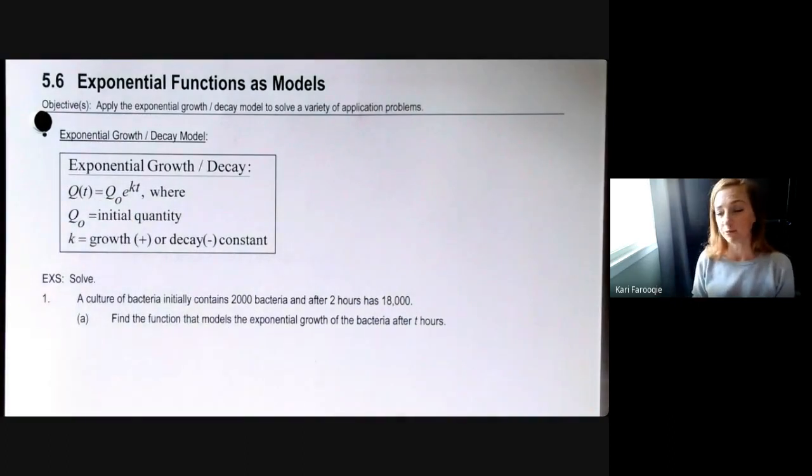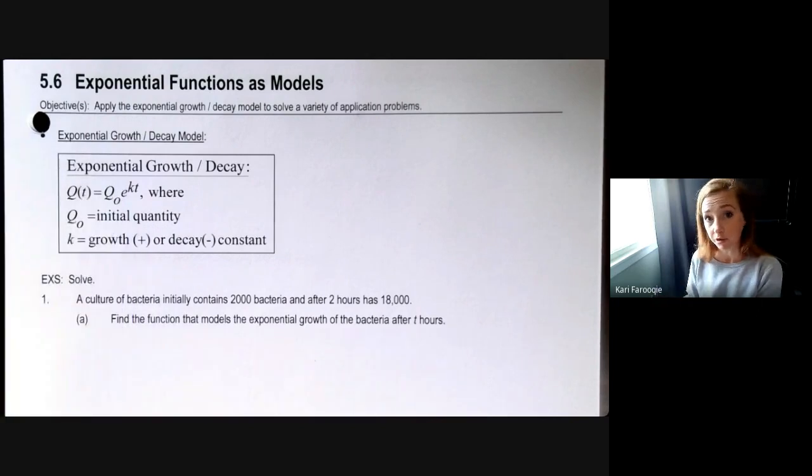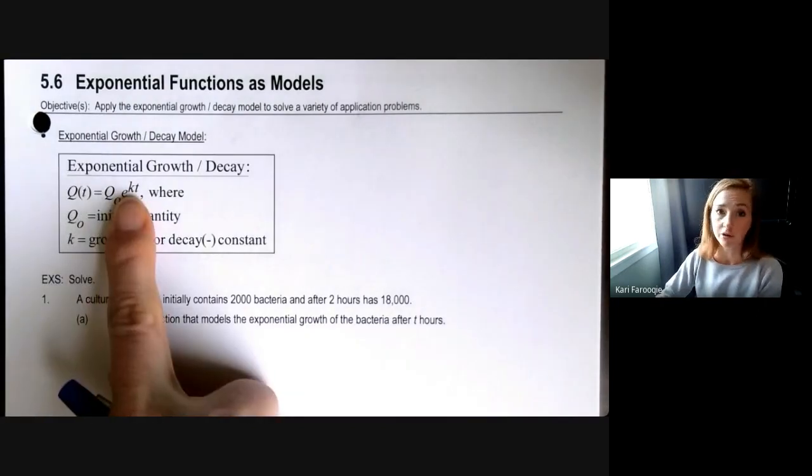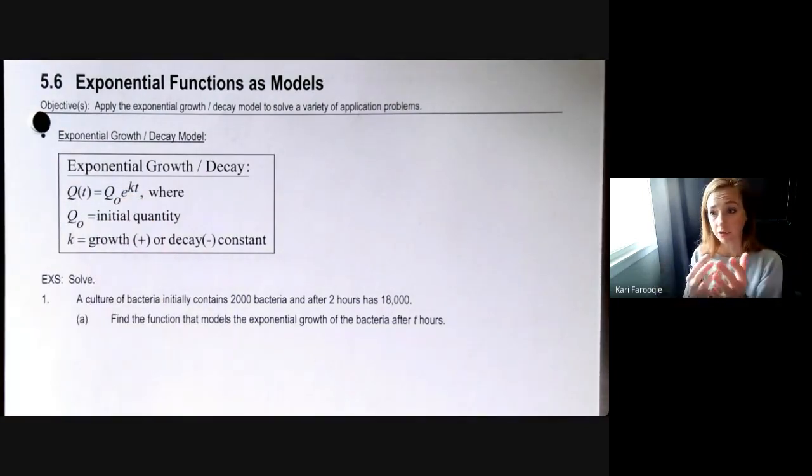That means that a lot of what you're going to be doing in these problems is setting up the function for exponential growth and decay, and using some given information to solve for your growth constant K. Once you have that, then you can rewrite your growth or decay model and use it to answer another question. So for a lot of the problems that we're going to be doing here, you're not just answering one question. Usually you have to complete part of the model first by finding the growth or decay constant K, and then you're using that model to answer a question.